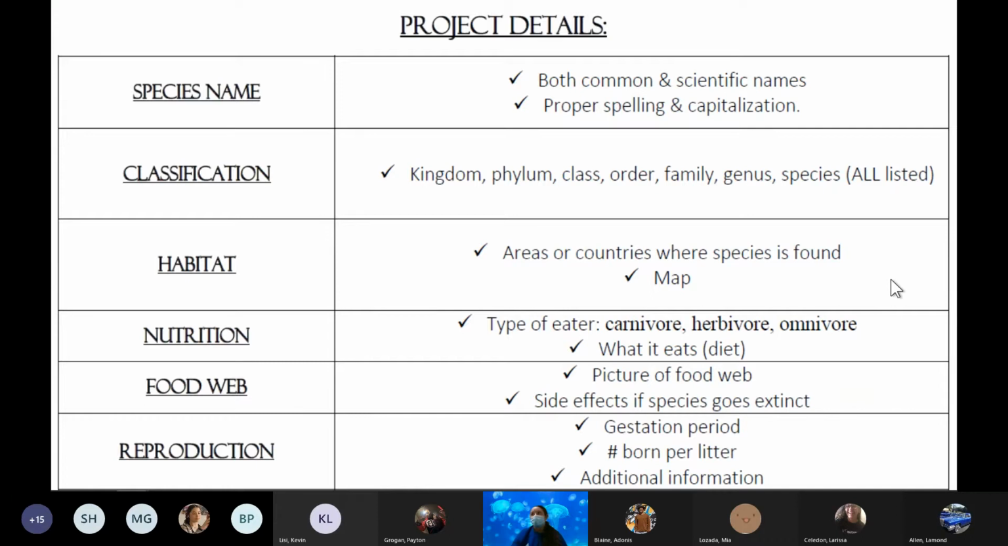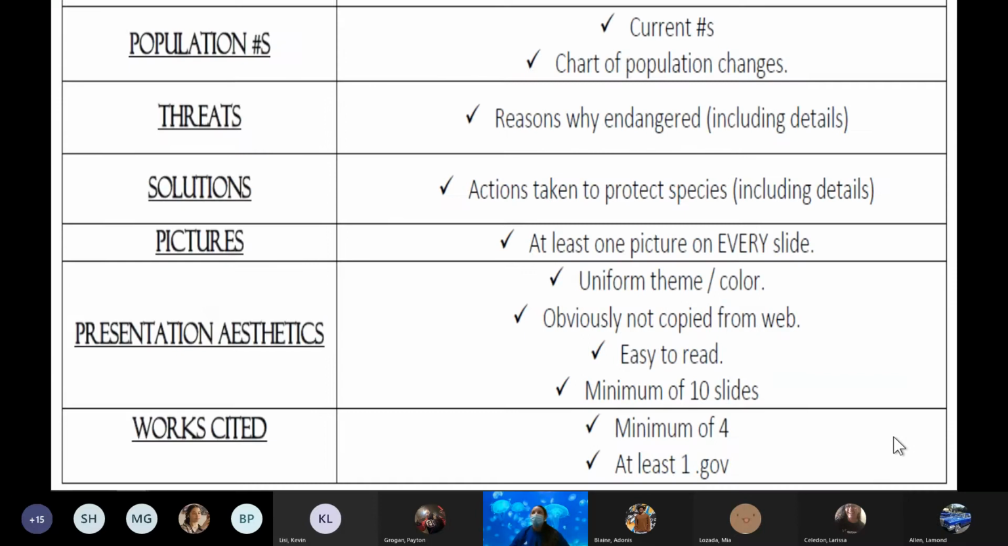And then the reproduction, what is the gestation period? So like for humans, it's 40 weeks or 9 months. So how long are they pregnant for? What's the number born per litter? Any additional information. And I'll show you an example of what I mean by additional information. I wanted to just keep that pretty general in this section because not all organisms give birth the same way. And so I wanted, like I said, keep that pretty generalized and added an additional information section.